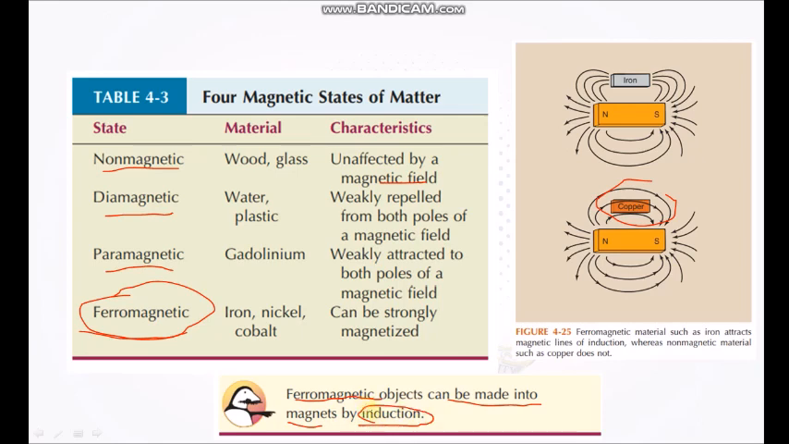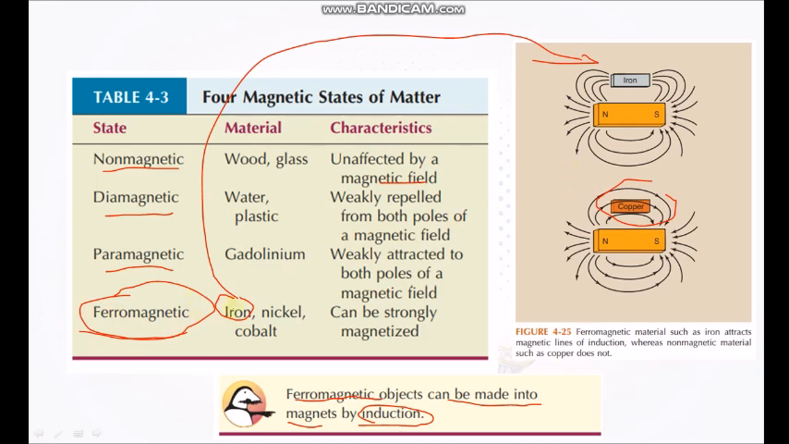Okay, they can also be turned into the electromagnet. So if you have a ferromagnetic material, for example, here you have an iron. So iron attracts the magnetic field lines. When objects attract the magnetic field lines, that means they can be strongly magnetized. Now, if objects are not affected by the magnetic field lines, then they cannot be attracted towards the magnet.